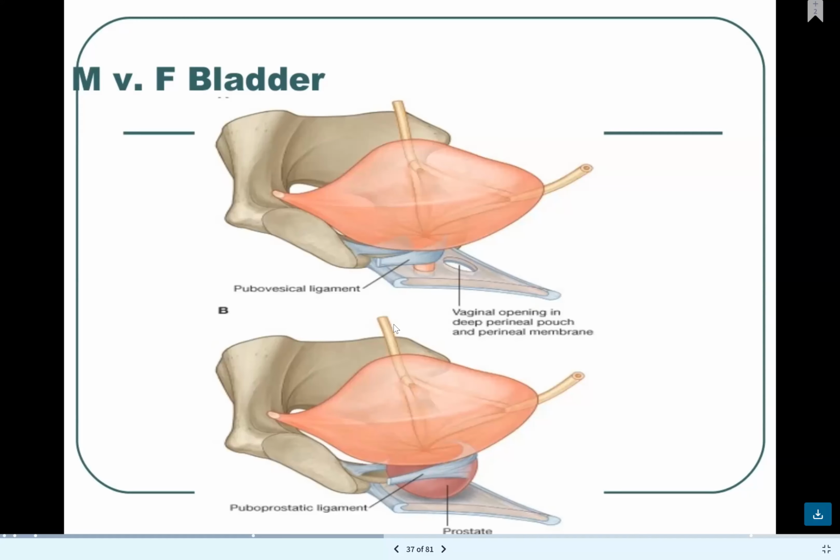Go and also look out for the essence of the deep perineal pouch, or the perineal pouch, in the female reproductive system.